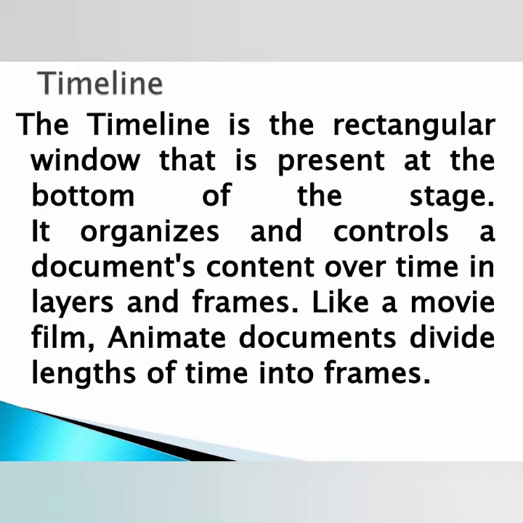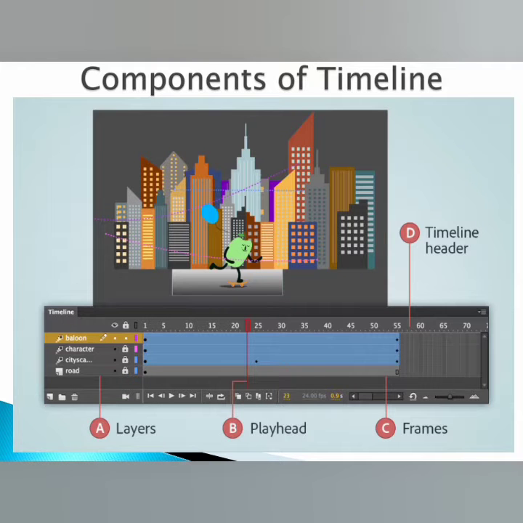It organizes and controls a document's content over time in layers and frames. Like a movie film, an Animate document divides length of time into frames. Here you can see the components of the timeline. These are layers, playhead, frames, timeline header.